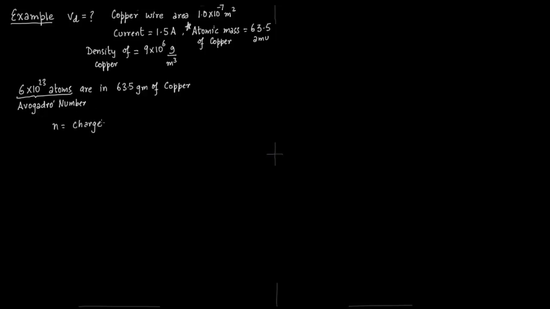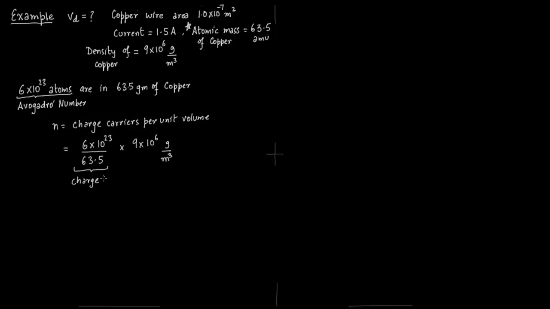Say N is the charge carriers per unit volume. We will assume that each atom contributes an electron which will carry the charge. So the charge carriers per gram would be 6 into 10 to the power of 23 divided by 63.5. These many atoms you would have per gram, or these many charge carriers per gram. Now you multiply this by the density, which is gram per meter cube. So you have 63.5 grams in the denominator.